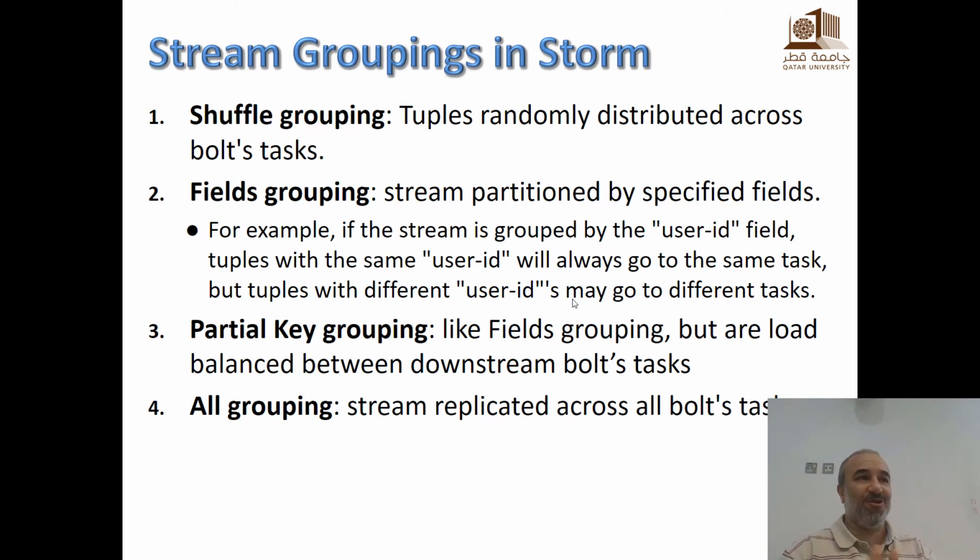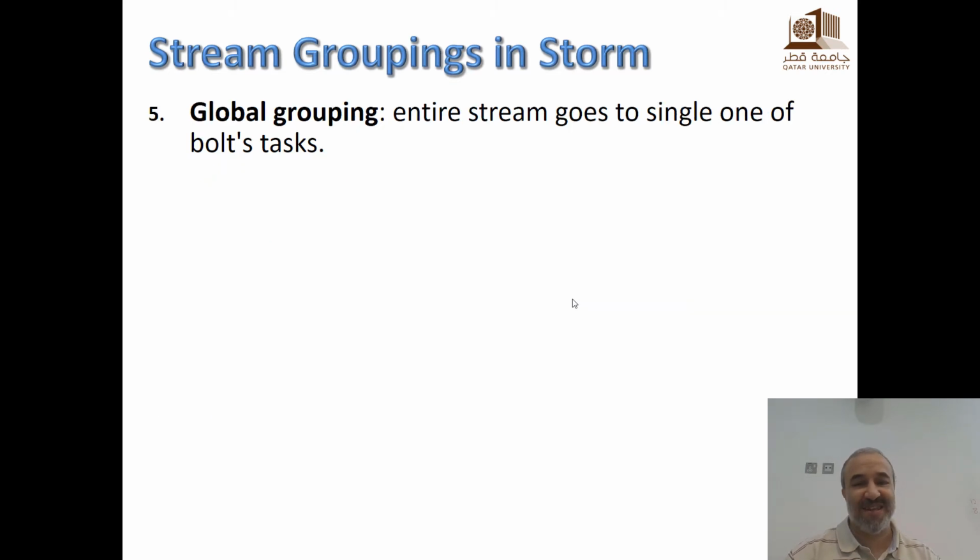Anyway, you should be careful when you do that because that's replicating the data. And you should not do that in big data unless you really need it. The fifth one is called global grouping. In that case, you will direct the entire stream to one specific task.